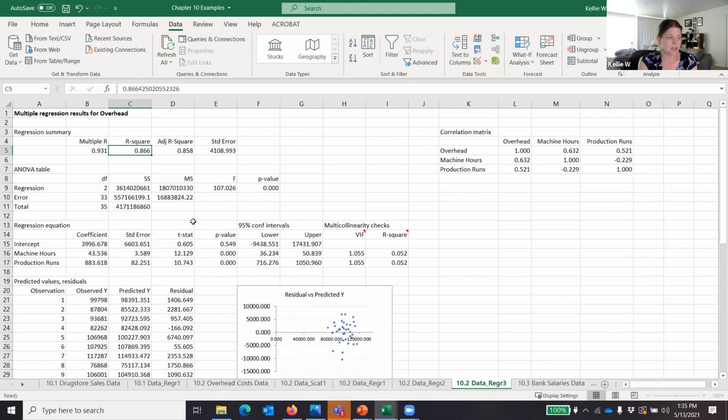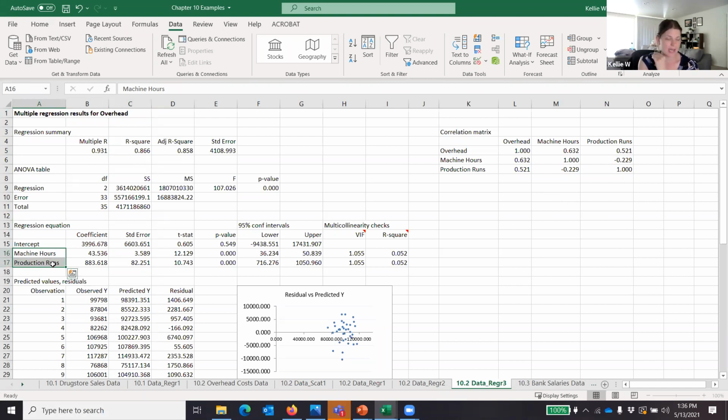So this is a much better prediction than either machine hours alone or production runs alone. So in this case, the multiple regression is justified. There's one other thing we need to check though. We would want to make sure that machine hours and production runs are not correlated together.